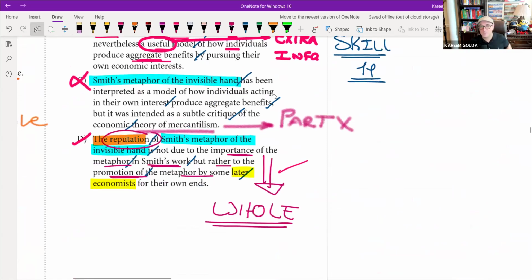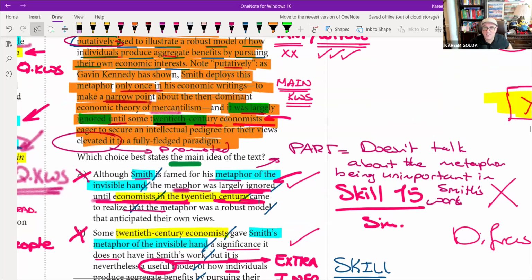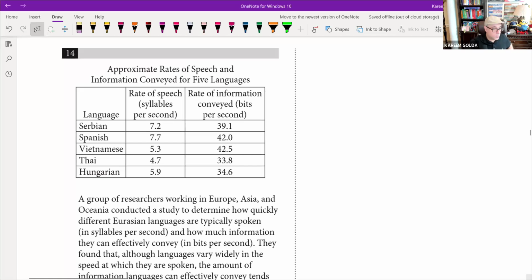Look, the reputation of Smith's metaphor, the invisible hand, first part, is not due to the importance of the metaphor in Smith's work. This is the second part, like the middle of the passage, but rather to the promotion by the later economists. This is the end of the passage. So it has everything. But if you look really closely at answer A, it doesn't talk about how this is not important in his work. It basically talks about it being ignored. It basically starts with ignored, right? And where is ignored? It's right here, at the very end. So where's everything else before that? Nothing. So the best one that is a whole is D. And this is such a hard question. I hope you understand it. In conjunction with our study guide, the answer is D, not A. Whew, that was a hard one.